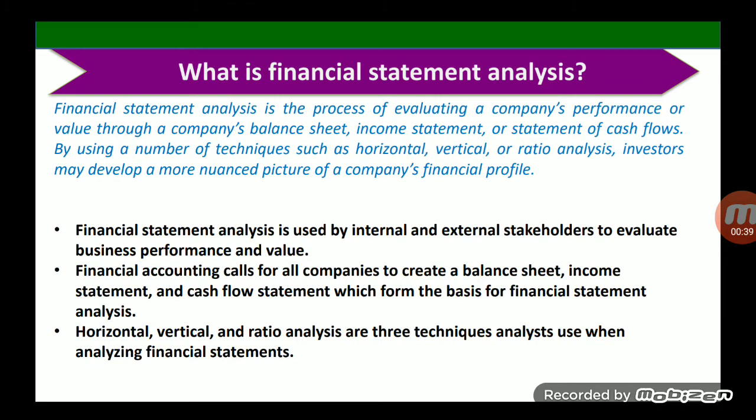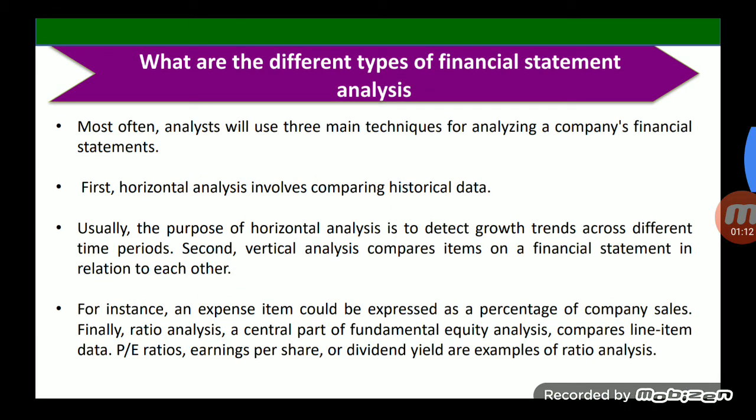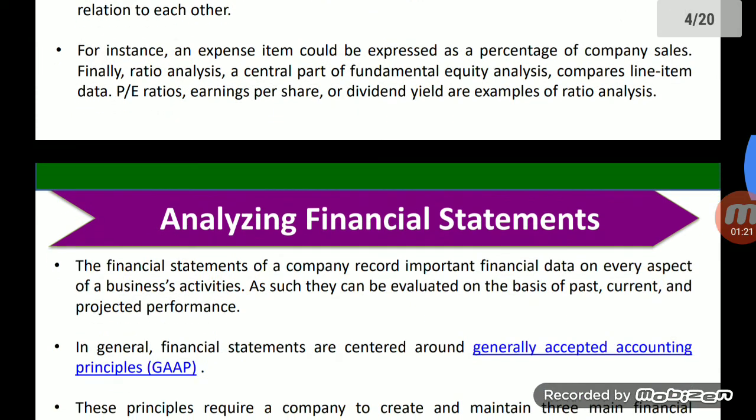In the previous lecture we discussed what financial statement analysis is: the process of evaluating a company's performance or value through a company's balance sheet, income statement, or statement of cash flows. By using a number of techniques such as horizontal, vertical, or ratio analysis, investors may develop a more nuanced picture of a company's financial profile. We discussed different types of financial statement analysis, that is horizontal, vertical, and ratio analysis.